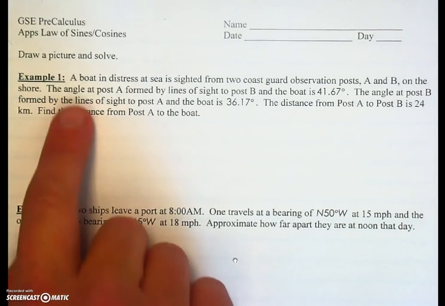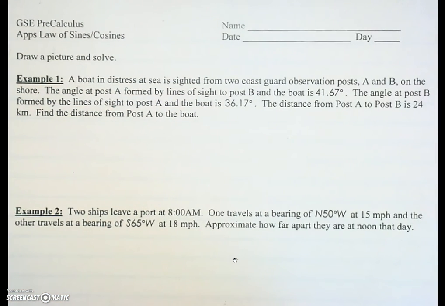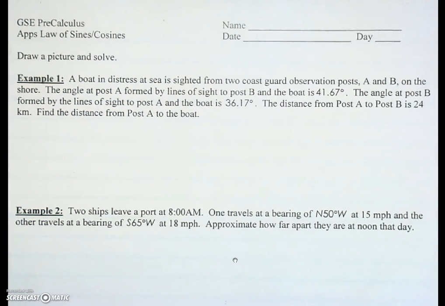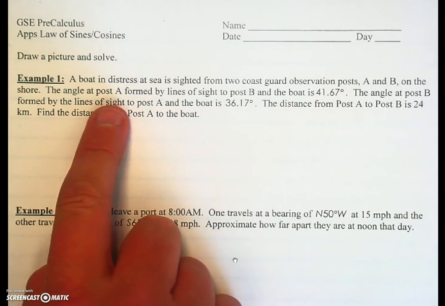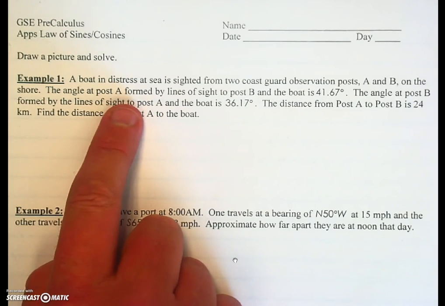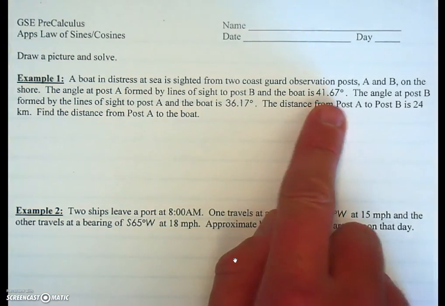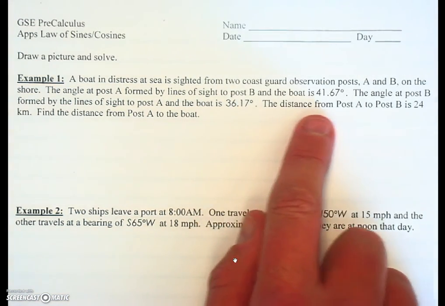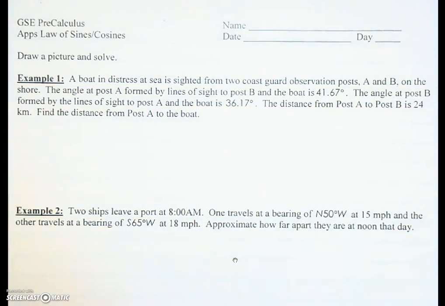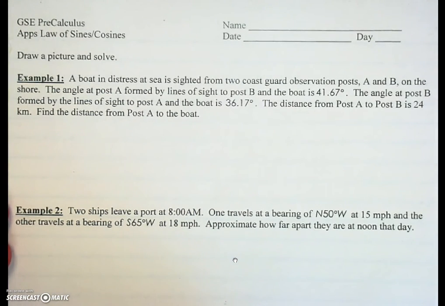So example 1 here, this is a good one to start with. A boat in distress at sea is sighted from 2 Coast Guard observation points, A and B. The angle at post A, and that's really what you need to focus on, is 41.67, and the angle at post B is 36.17. The distance from post A to post B is 24 kilometers, and I want to find the distance from post A to the boat. So the first thing we need to do is draw a picture here.